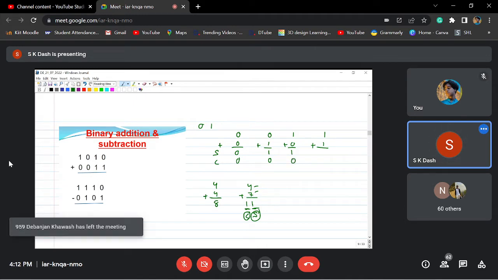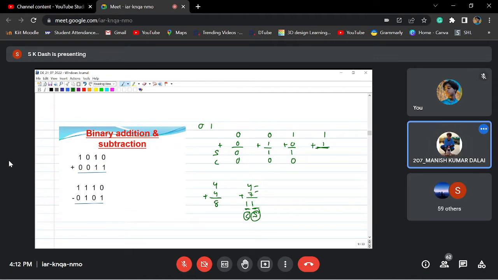If you add 1 with 1, what will happen? 1 1? 1 carries 1? Sum is? Sum is 1? Carry also 1? Okay, let us simplify. You are not sure whether it is right or wrong.